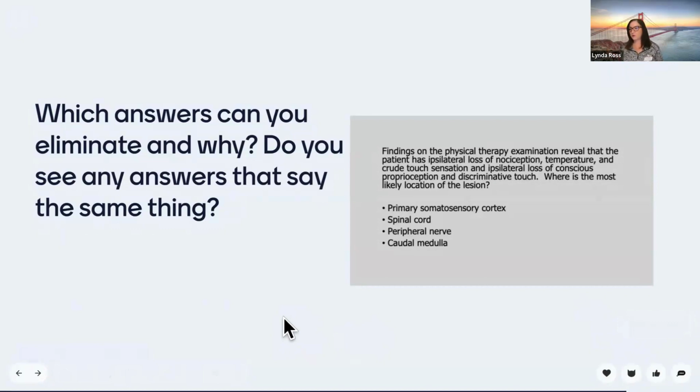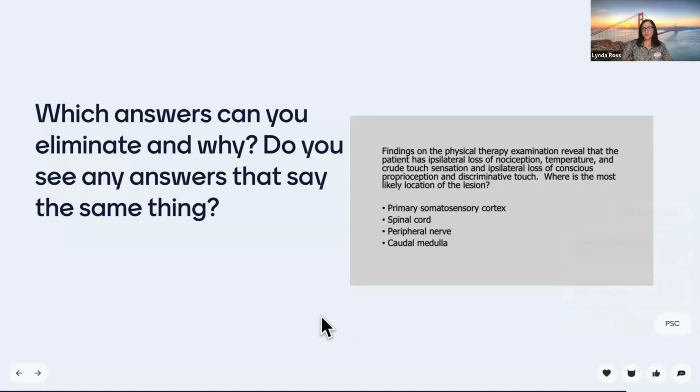Probably should have said rostromedulla. Sorry about that. So it should say rostro, okay? Caudal medulla and peripheral nerve are anything above the decussation. So let's pretend that says rostromedulla. And then actually it doesn't really matter, it can be caudal medulla.